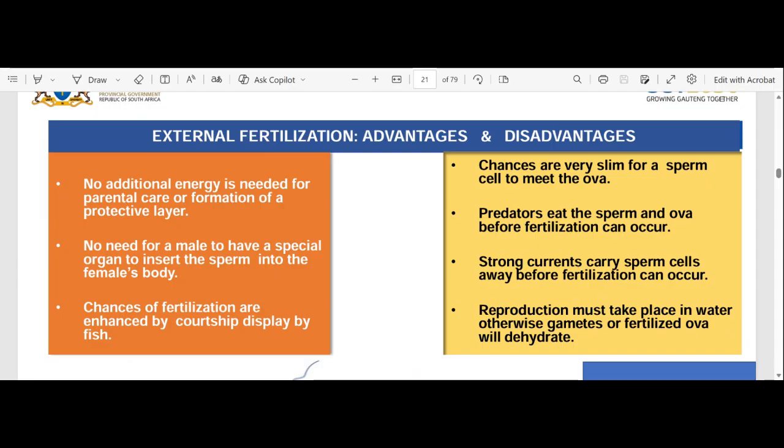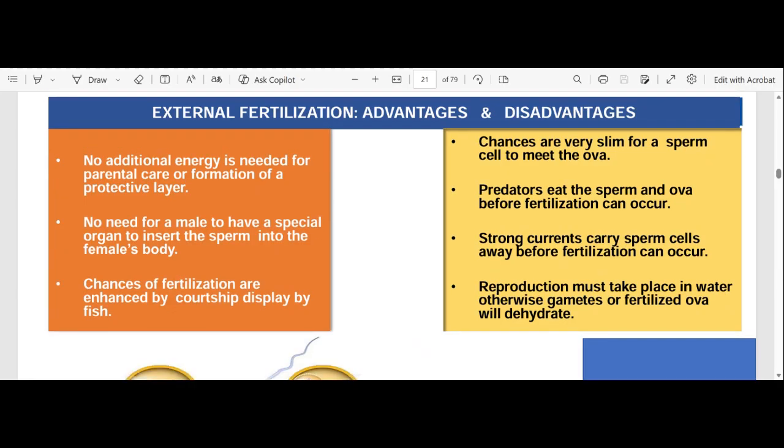So it's a process whereby there's a fusion between the two nuclei, the nucleus of a sperm and the nucleus of an ovum. So that's fertilization, right? What is external fertilization? External fertilization means that the fusion of the two nuclei happens outside the female's body. Now let's look at the advantages and the disadvantages of external fertilization.